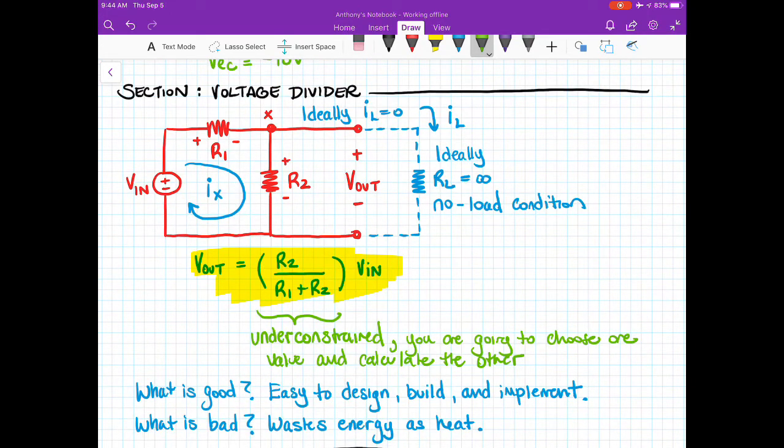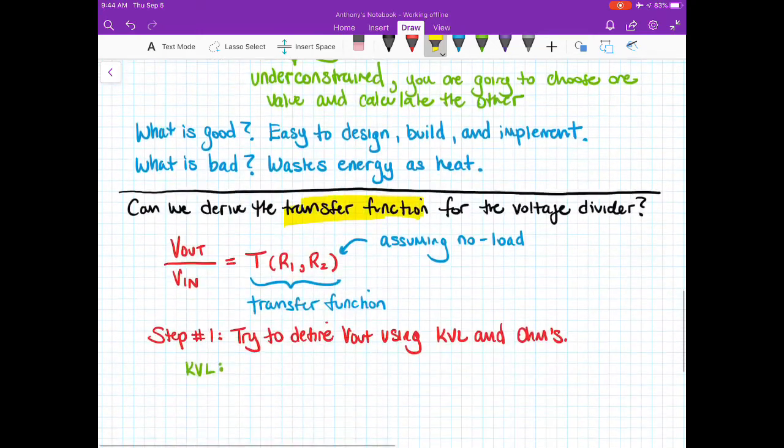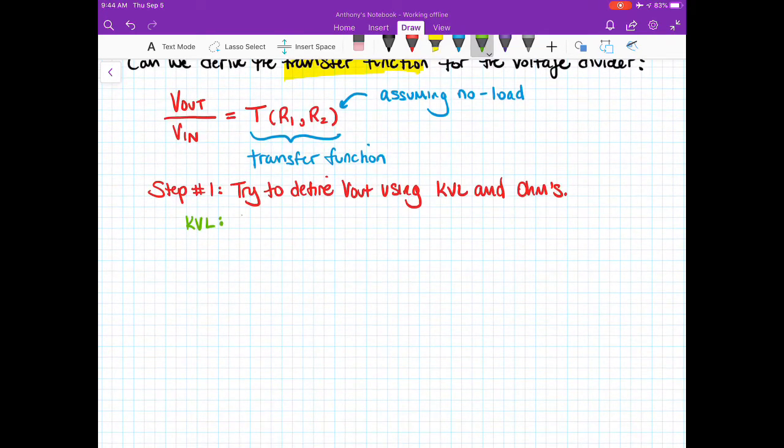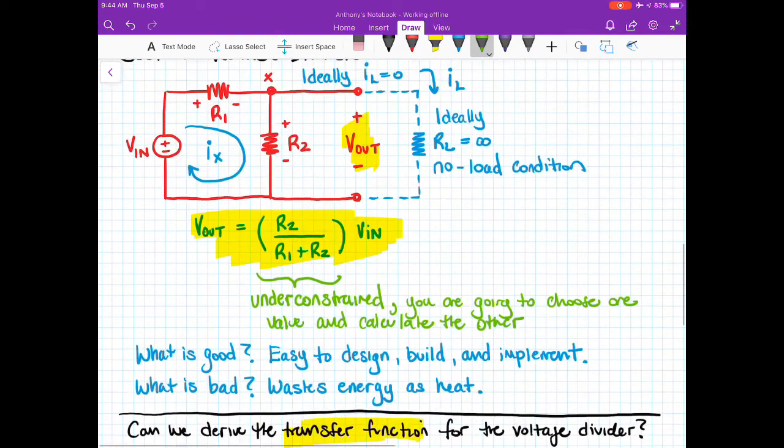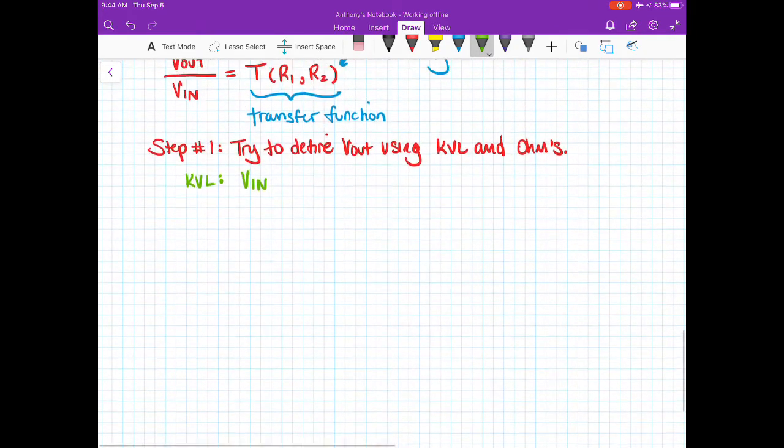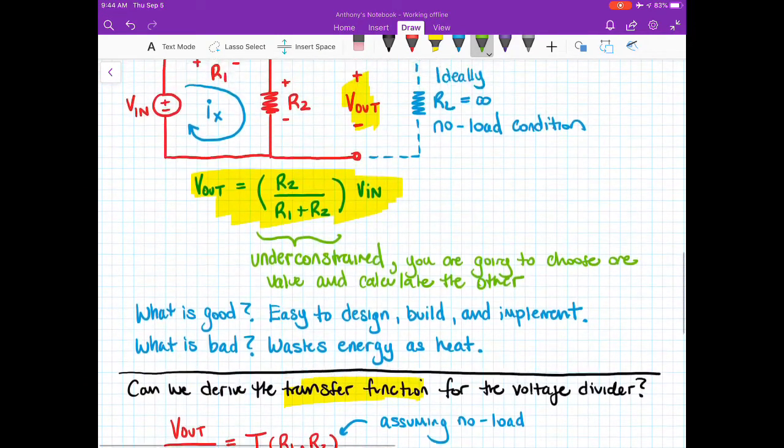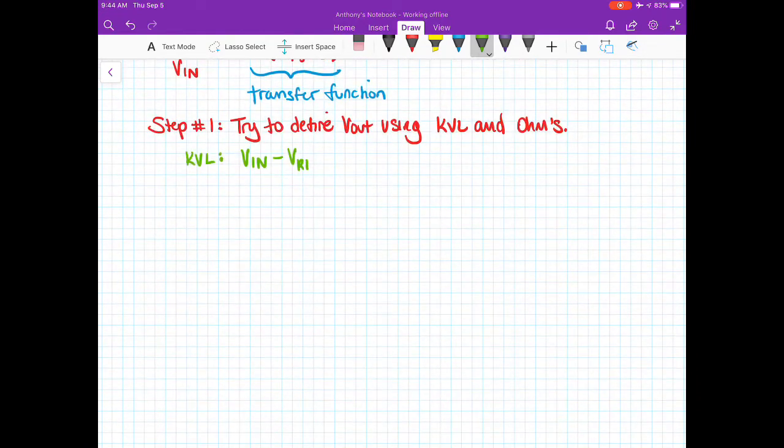So V out here, if we go around this loop, KVL looks like this. And I'm going to start off with V in, assuming that is the positive polarity. So we have V in minus the voltage across R1 minus the voltage across R2, which is also known as V out, is equal to 0. Okay, now Ohm's law.